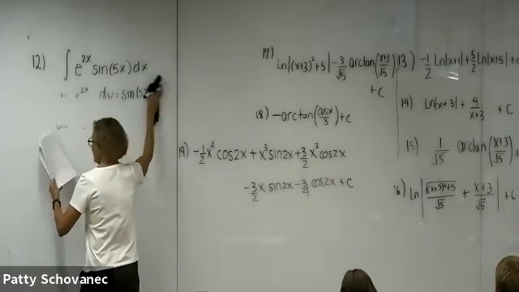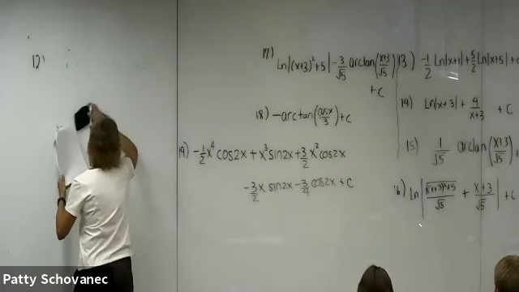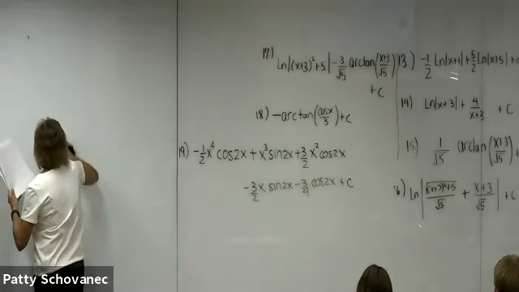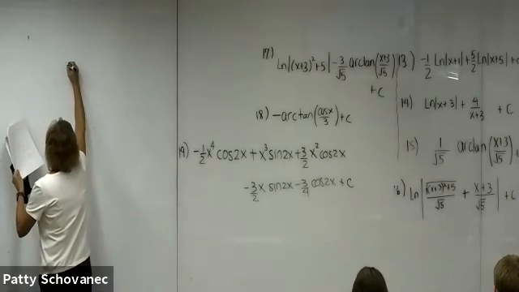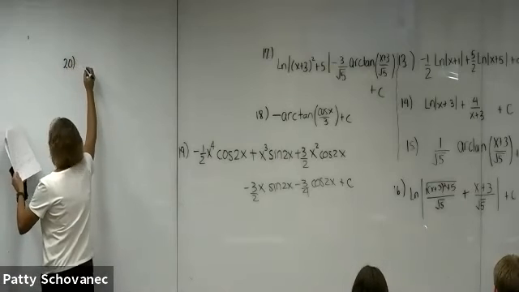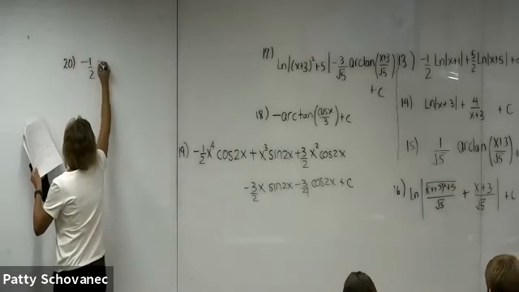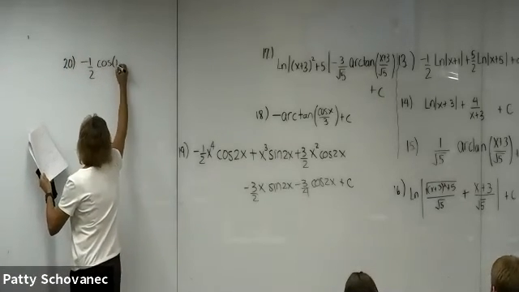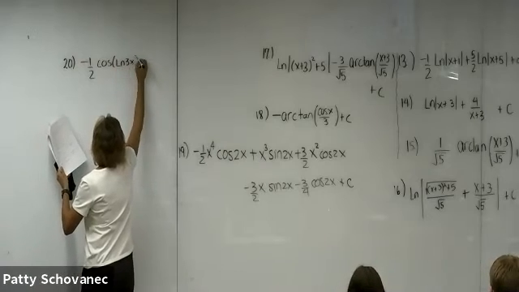Then the next one, number 20, is a UDU substitution. Take U to be the stuff inside the parentheses so that you're going to integrate the sine of U, and you'll get negative 1/2 the cosine of U, where U was the natural log of 3x.